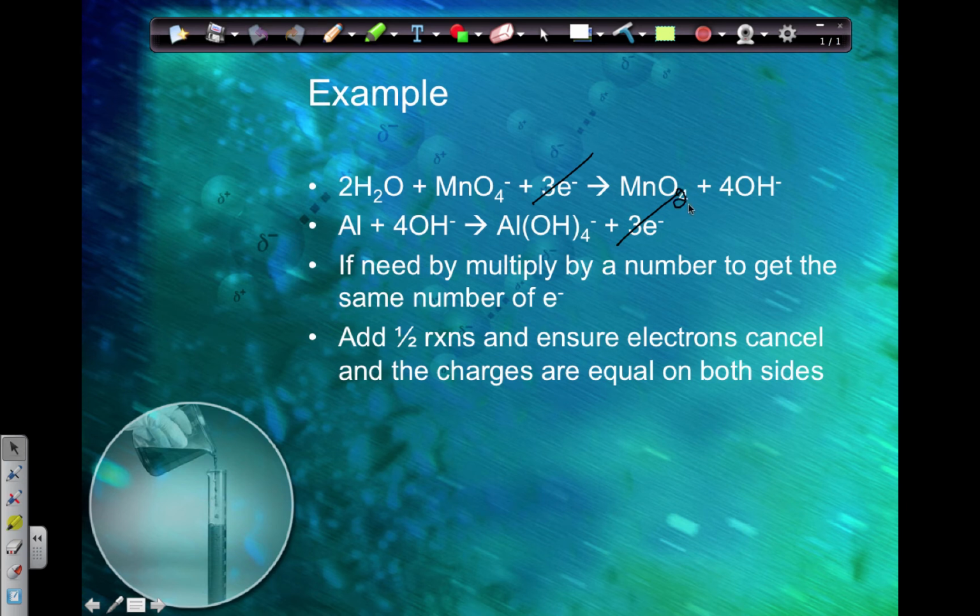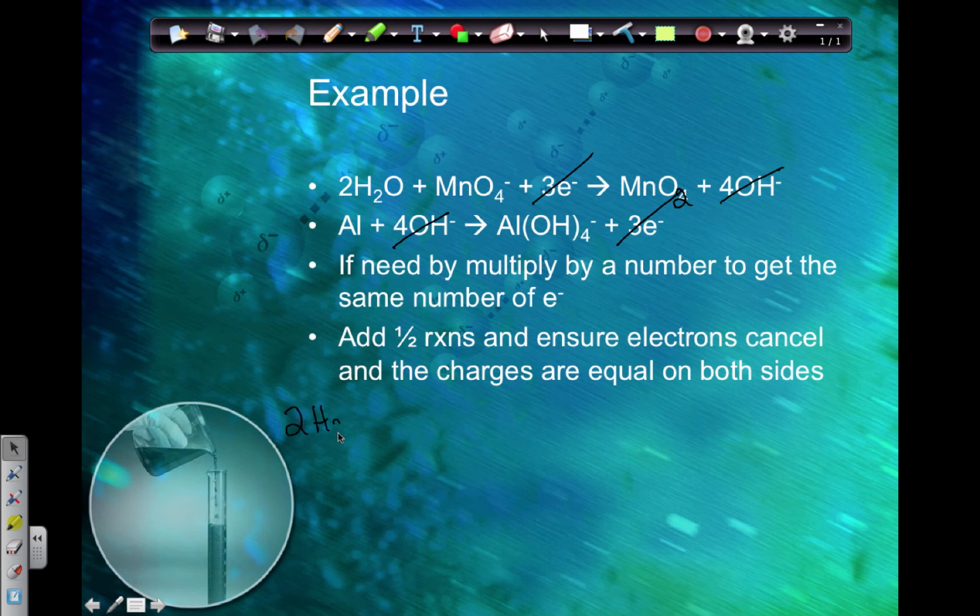Yes, that's MnO2 right there. All right, so now I've got 4 hydroxides on this side and 4 hydroxides on this side. That will also end up canceling. So those things will cancel. All right, so now I can just put them together.